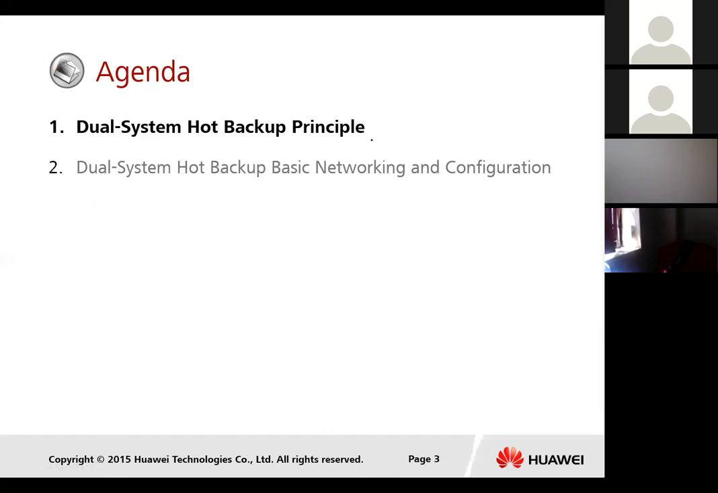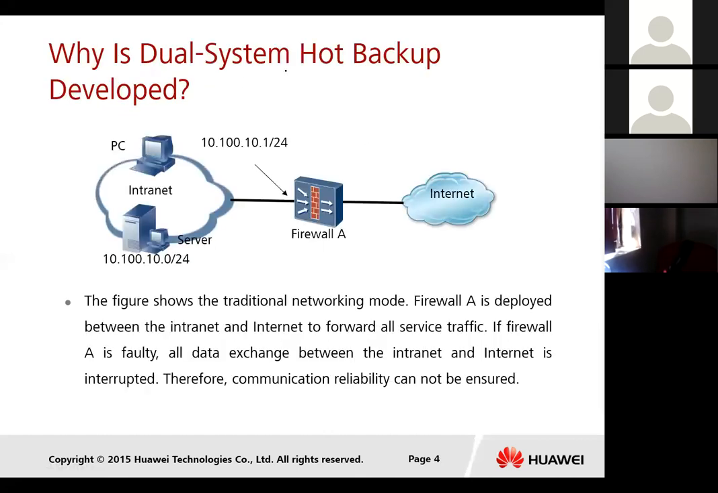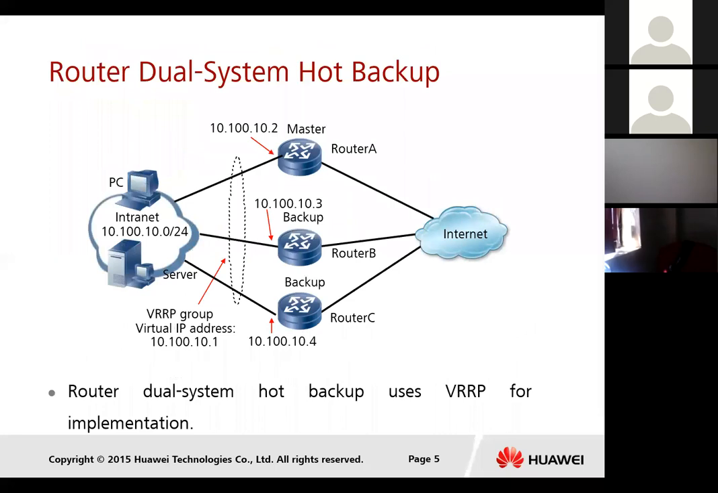So under the principle of hot backup, why was dual system hot backup developed? When you have only a single firewall, the figure shows the traditional network mode. Firewall A is deployed between the intranet and internet. If firewall A is down, everything will be gone. All the data transfer will be interrupted, and this is what you do not want. Therefore, communication reliability cannot be ensured when you have only a single firewall. So what to do? We are going to perform the dual system hot backup. This one is based on the routers.